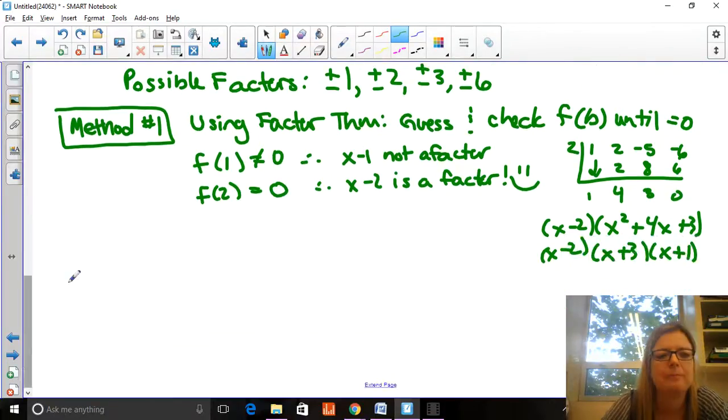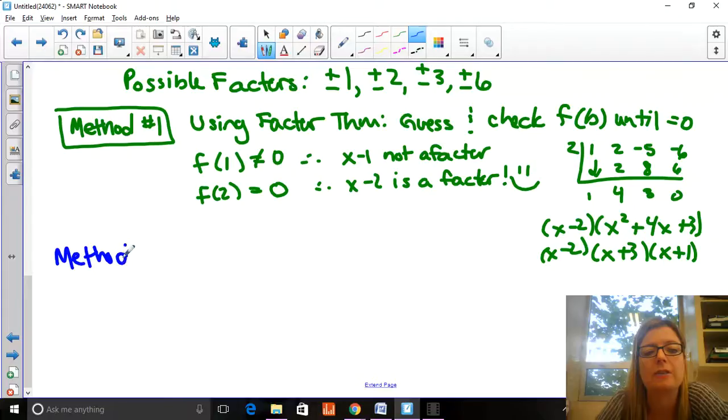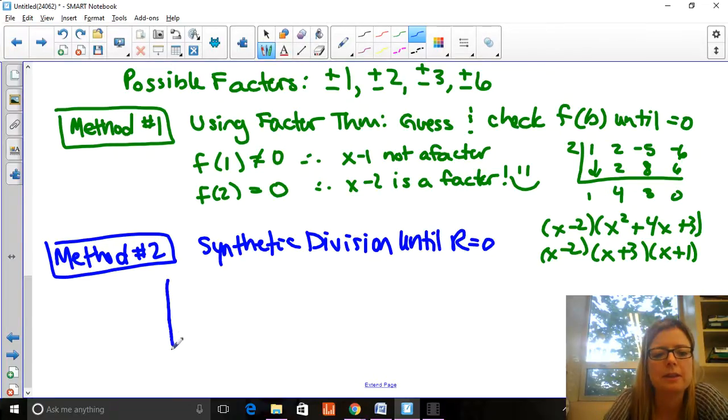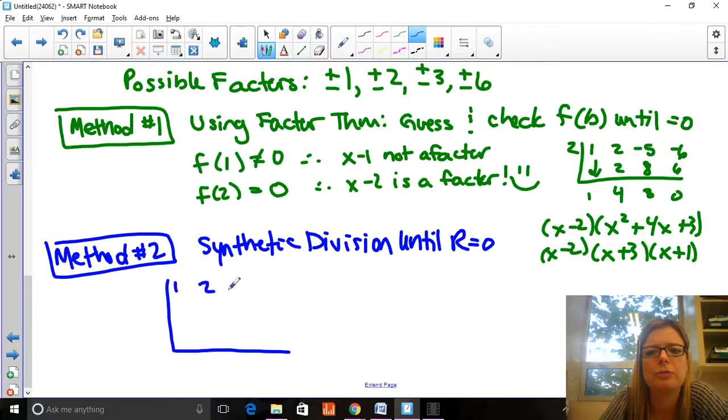That's method 1. Method 2 basically just makes it so you don't have to use the factor theorem. So method number 2 is just going right to synthetic division. You practice synthetic division until you get a remainder of 0. So you set up your synthetic division, and I always use pencil so I can just erase. I have 1, 2, minus 5, and minus 6, and I know that I need a 0 here.